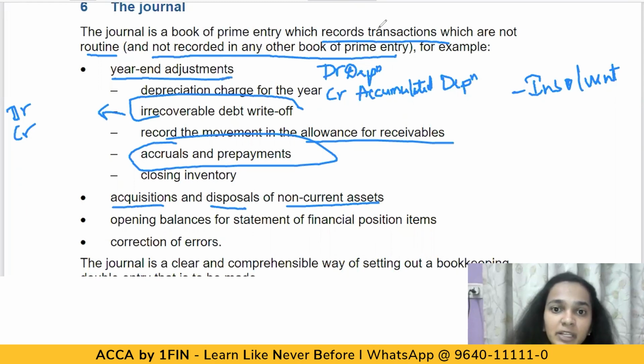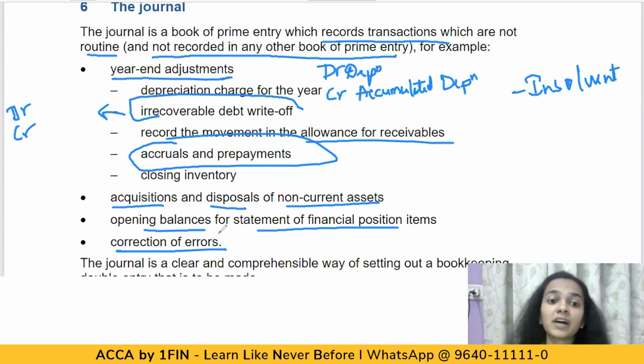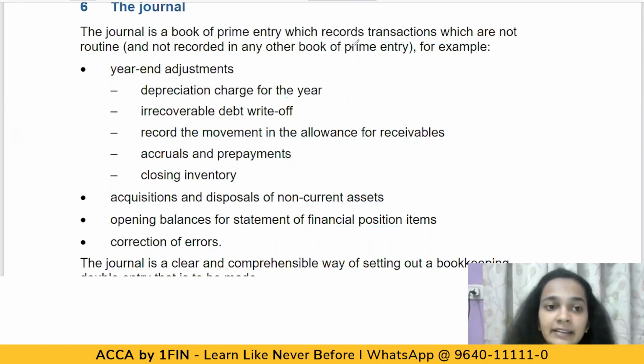So the asset account will be debited, and the credit will depend on whether it is purchased by payment of cash or on credit. We will decide upon the credit aspect. So acquisitions or sale, if we have an asset and we are selling that asset, all those transactions will be recorded in the journal. Apart from it, opening balances for statement of financial position items are part of the journal. Then correction of errors. If there are any errors which have been made when passing any journal entries, then correction or rectification of errors is also something which is done in the journal.